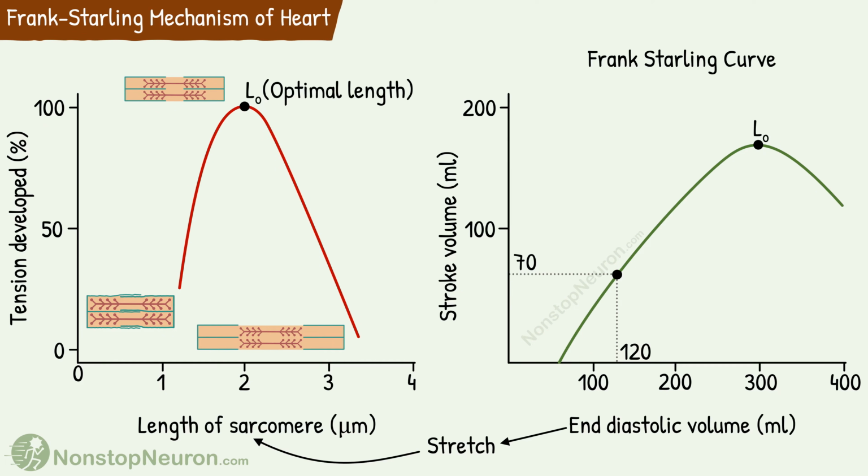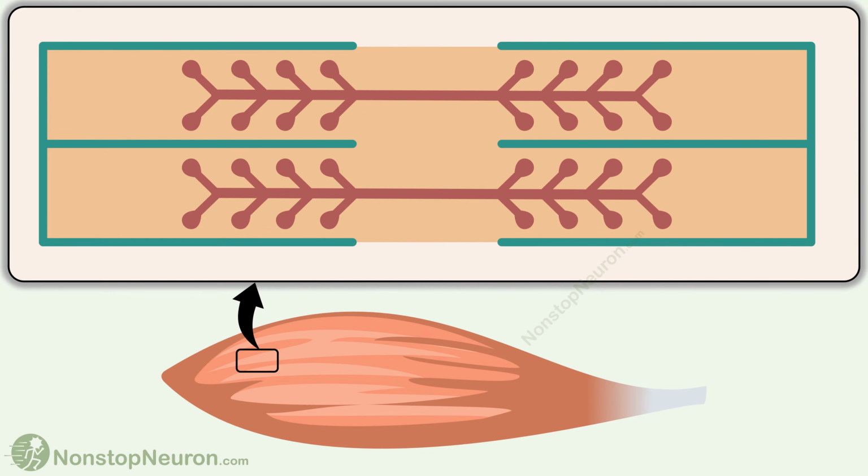Now let's talk about the mechanism behind this relationship. The fundamental reason for this type of relationship is the same as we saw in the second step. It's the changing degree of overlap between actin and myosin filaments with changing initial length. Along with that, one more factor plays a key role here. That is the side-by-side distance between actin and myosin filaments.